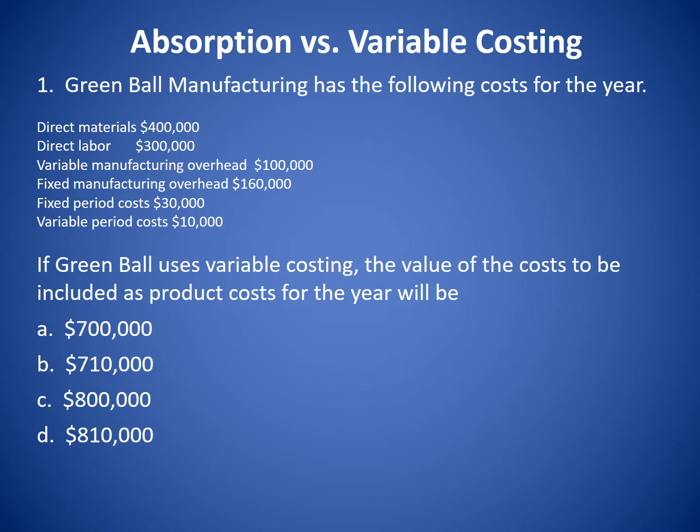Now let's take a look at several questions regarding absorption versus variable costing. Greenball Manufacturing has the following cost for the year. We have direct materials, direct labor, variable manufacturing overhead, fixed manufacturing overhead, fixed period cost, and variable period costs. If Greenball uses variable costing, the value of the cost to be included as product cost for the year will be, again, stop the video, arrive at your choice, and when you're ready, restart your video.